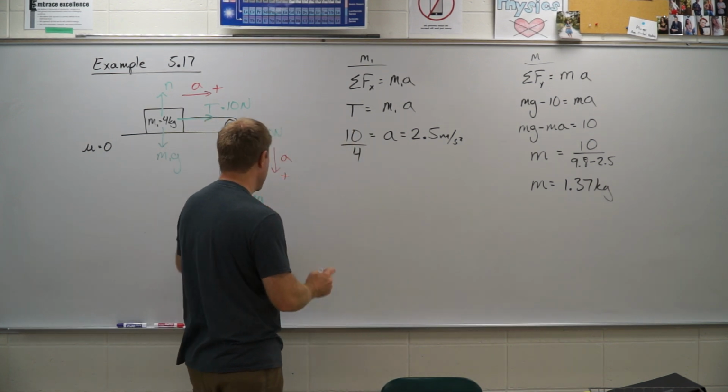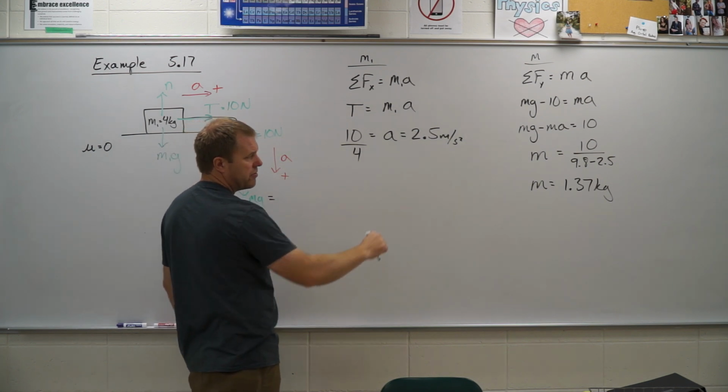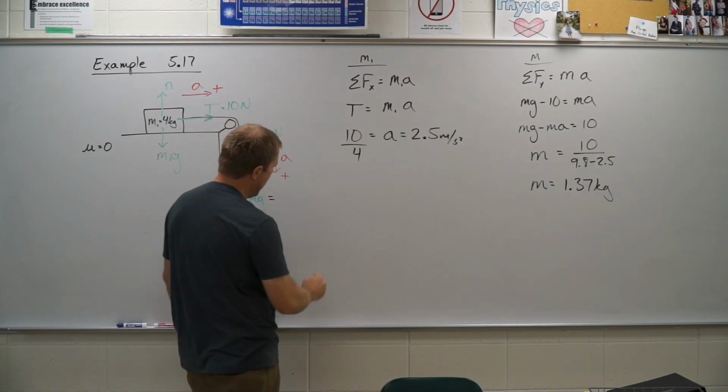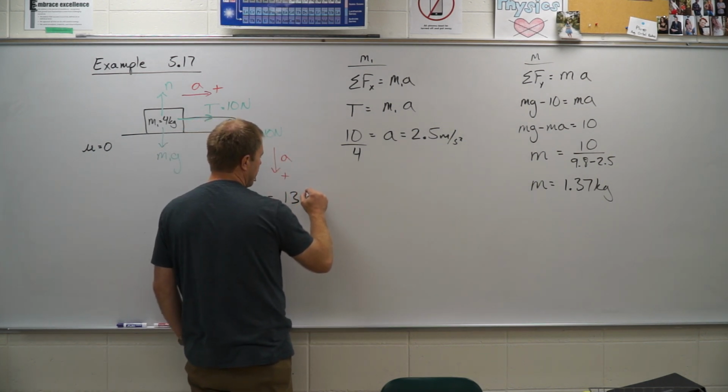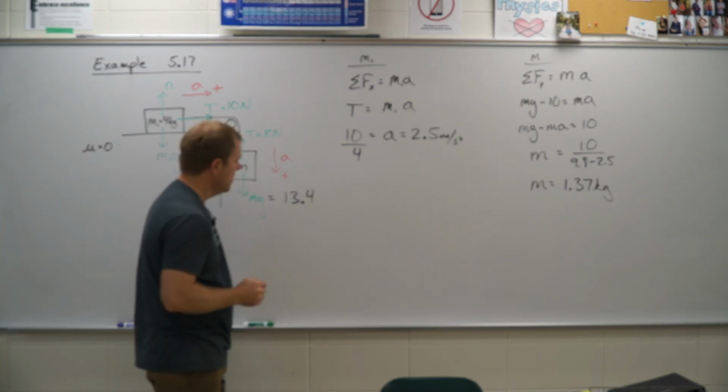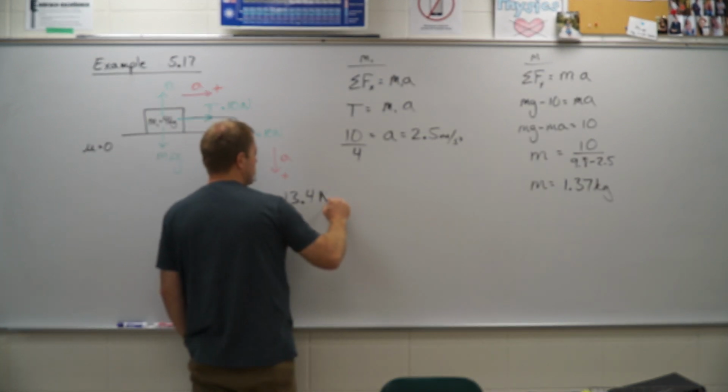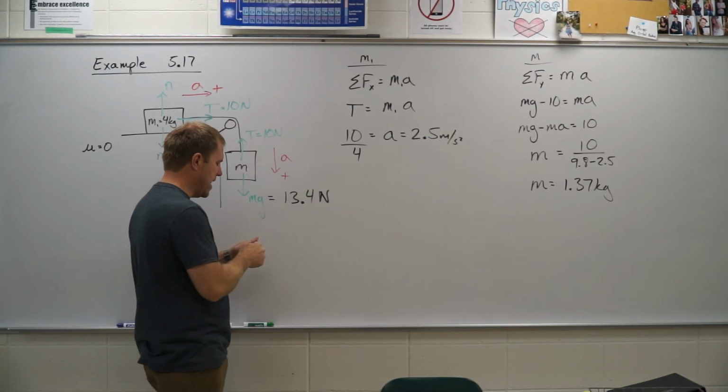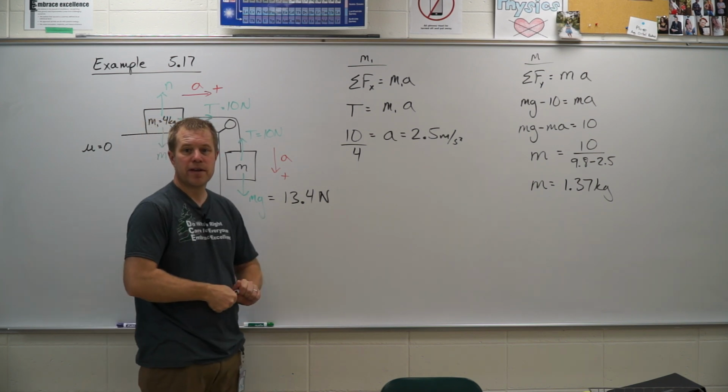And again, part D wanted us to test that theory. So if I go ahead and put mg, so if I do 1.37 times 9.8, I get 13.4. And that is in newtons, so 13.4 compared to 10, 13.4 is larger. There's your example.